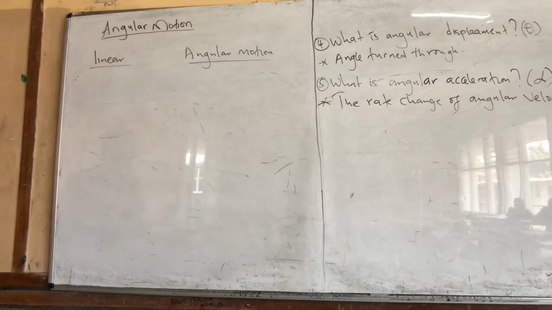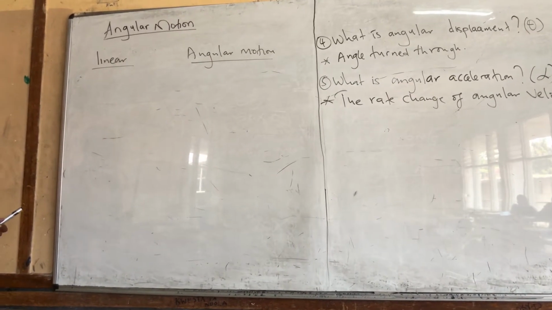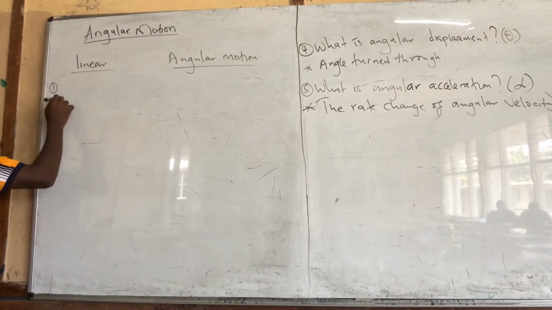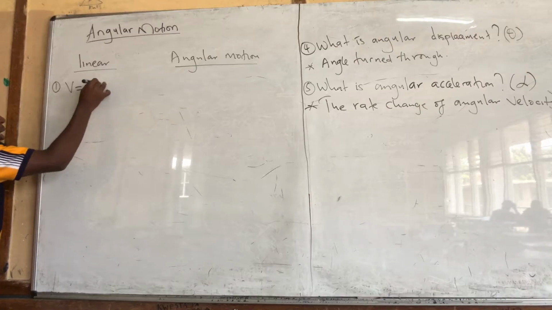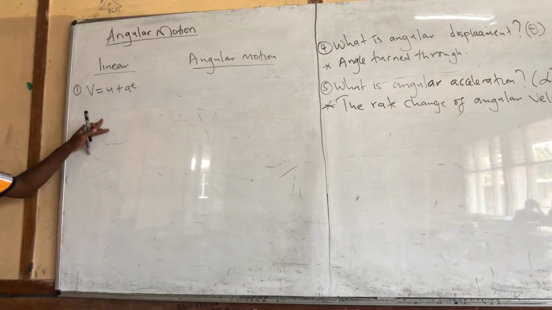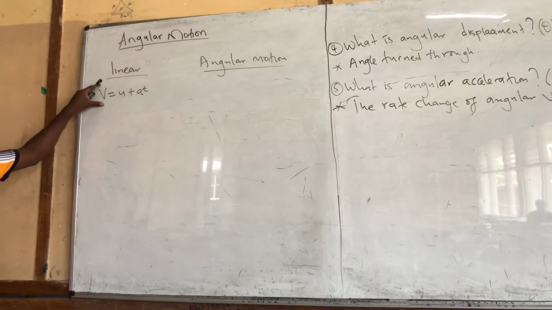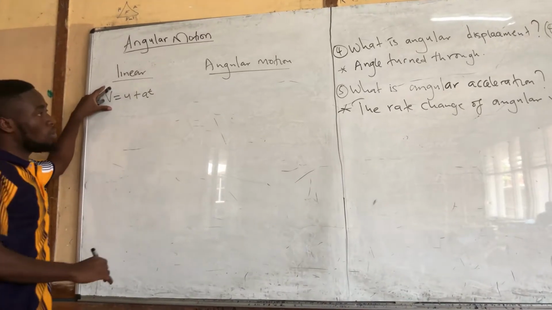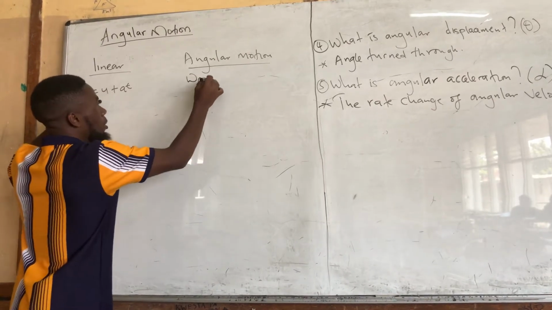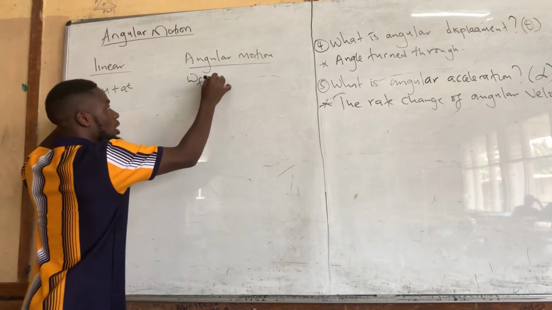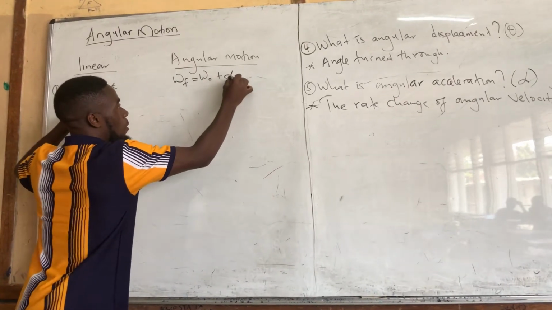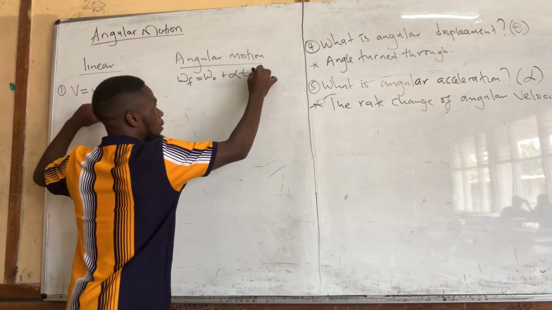So, linear and angular motion. We need to compare them. What is the first equation on linear motion? We know that the first equation is v equals u plus at. In angular motion, this v changes into omega: omega final equals omega initial plus, the acceleration changes to alpha, multiplied by t. So this is the first equation on angular motion.